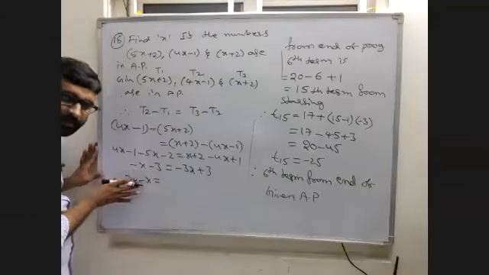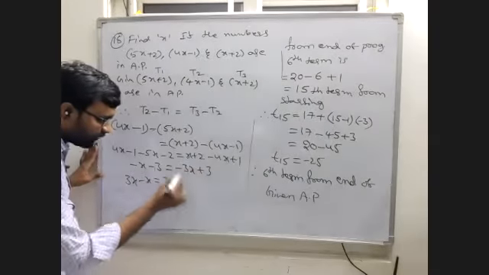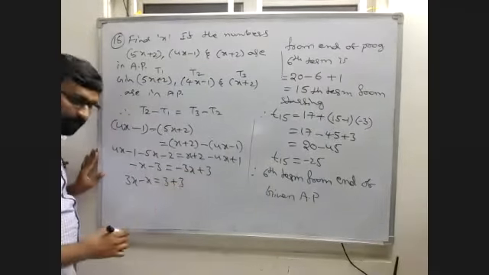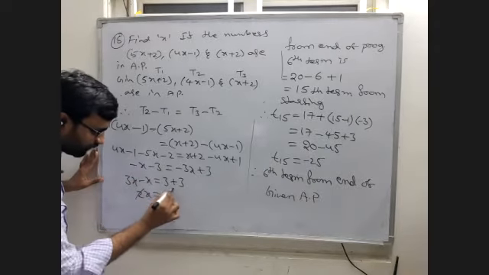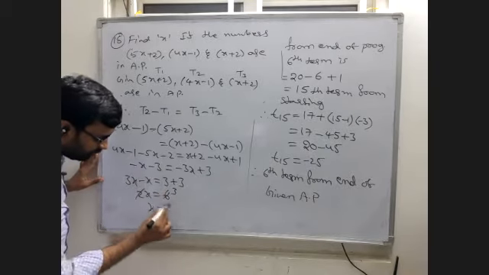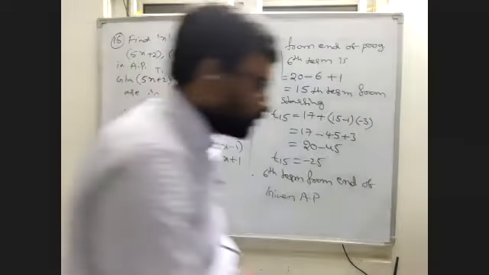X terms I am writing on one side, and already this is plus 3, I am taking it across, that will be plus 3. And 3x minus x is 2x is equal to 3 plus 3 is 6. 2 ones are 2, 2 threes are 6, x is equal to 3. This is the answer. Understand, Jibin?